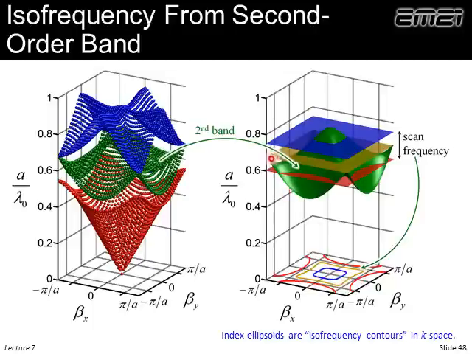Well, now we'll look at this gold plane, and it slices through our band in the middle somewhere. So here's what the gold contour looks like. And then we can look at the red plane, and where it slices through, we see the red iso contours. These are the index ellipsoids. And the index ellipsoid is different for different frequencies. And they're constructed from the full band diagram.